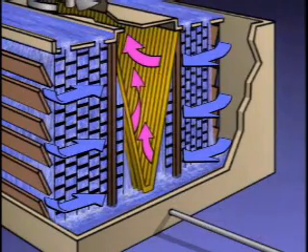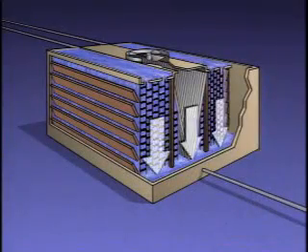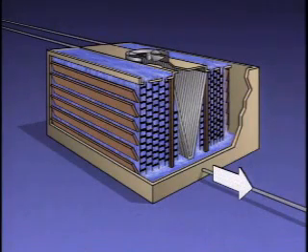The drift eliminator traps water droplets that could be carried along with the air as it passes out of the tower. By the time the water reaches the catch basin, it's cooled. The cooled water is then drawn out of the tower through the outlet line and pumped back to plant equipment for reuse.